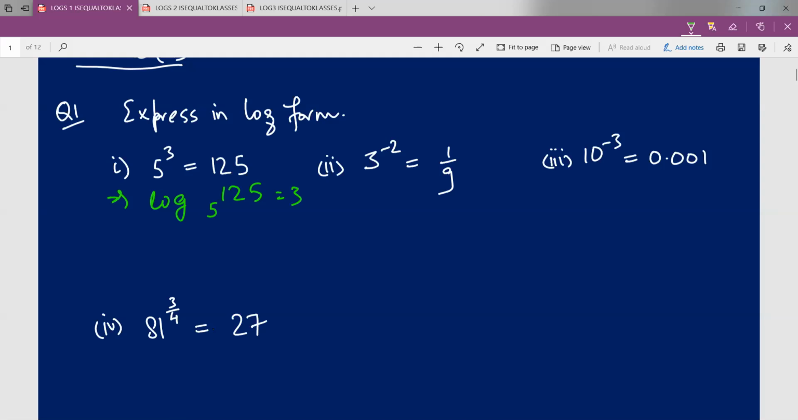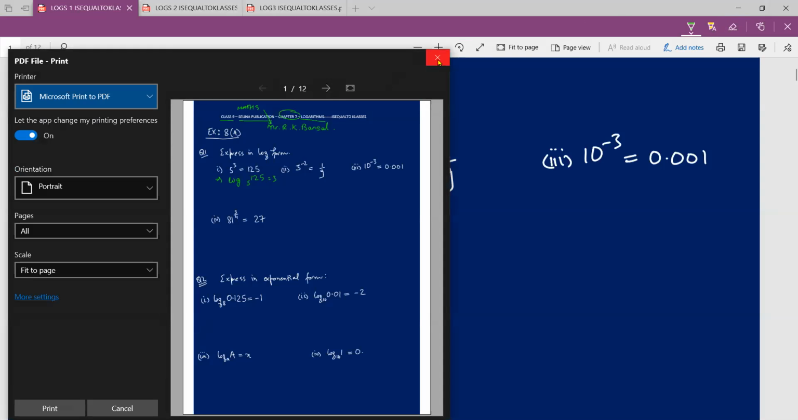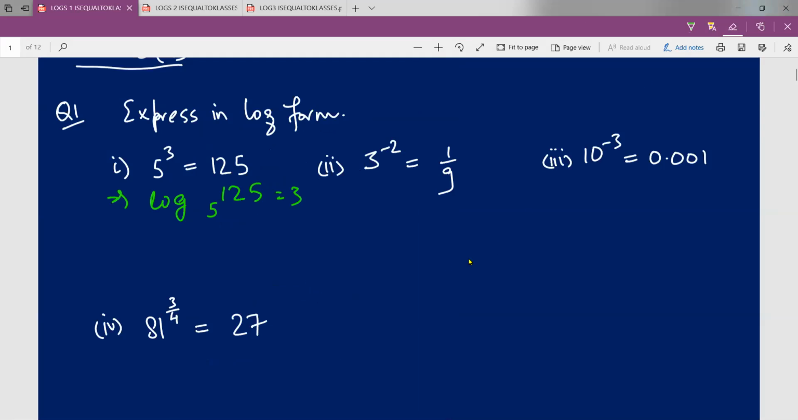You see what I did there? I'll write that again. This was the exponential form, and all I need to do is convert this into the log form. So observe carefully. I can write this as log of 125 to the base 5, I'll write the base in subscript form, is equal to 3, the exponential power.